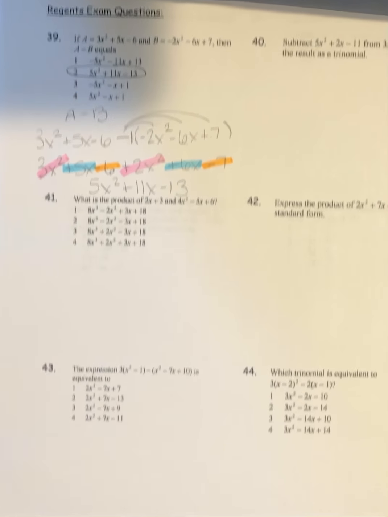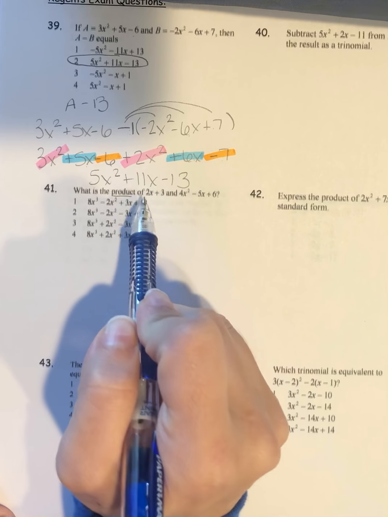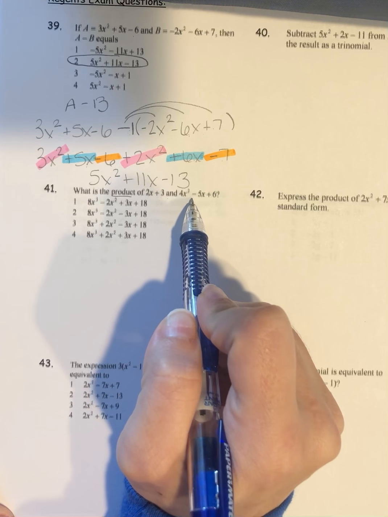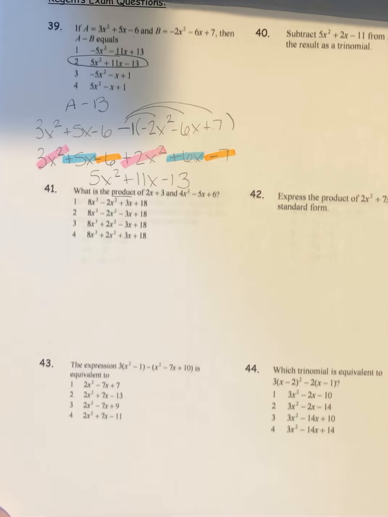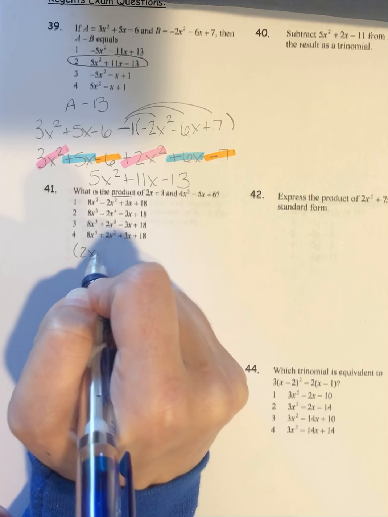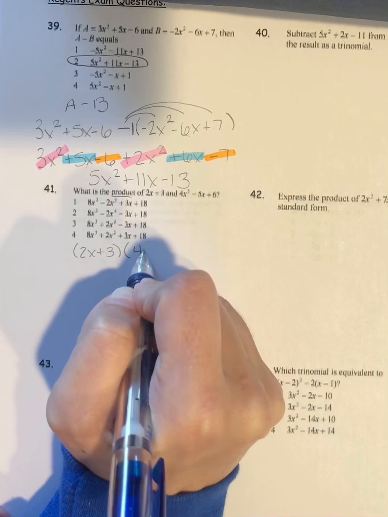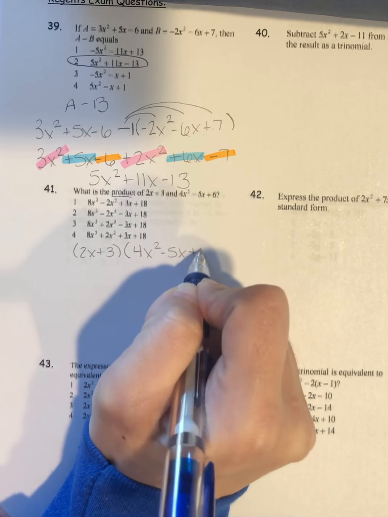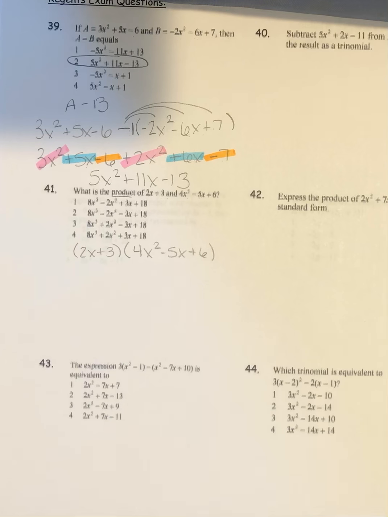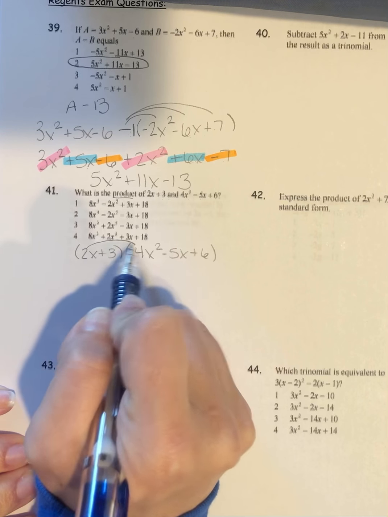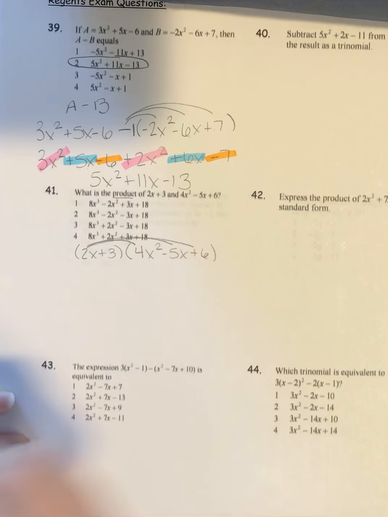Number 41 says, what is the product of 2x plus 3 and 4x squared minus 5x plus 6? They always use the word product on the exam because you guys forget what it means. You have to remember that product means to multiply. So I'm going to write 2x plus 3 times 4x squared minus 5x plus 6. You need parentheses because those are whole quantities being multiplied together. Remember, when you have multiple pieces being multiplied, you have to distribute. So that 2x gets times by everything.